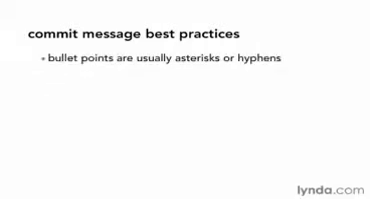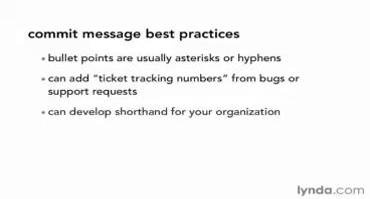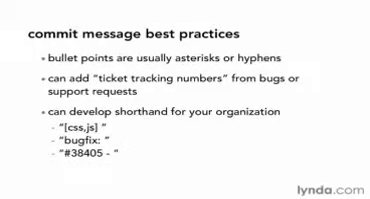If you need to have bullet points to describe what happens, you usually use asterisks or hyphens. And you can add ticket tracking numbers from bugs or support requests, or develop a shorthand for your organization. So maybe you put, for example, in square brackets at the beginning of your message that you were messing with the CSS or the JavaScript. Or maybe you label all bug fixes with bug fix: or put a tracking number in the front letting it know what sort of support request ticket it goes with. These kinds of decisions will really be personal preferences that you or your organization will need to decide on. But it's a good idea to pick standards like this and then stick with them and get everyone to agree to it so that everyone working on the repository is using the same set of conventions for their commit messages.